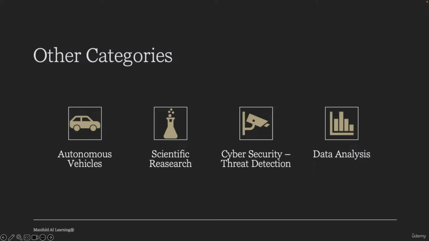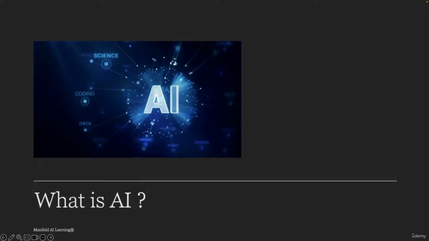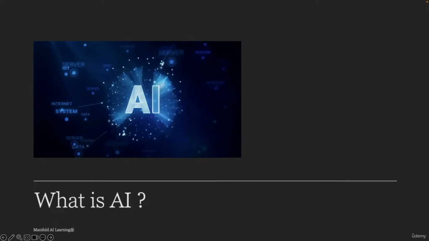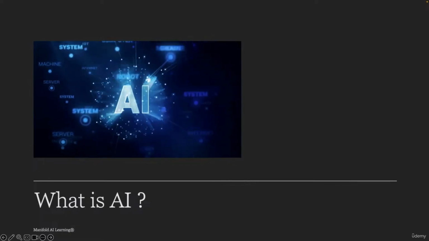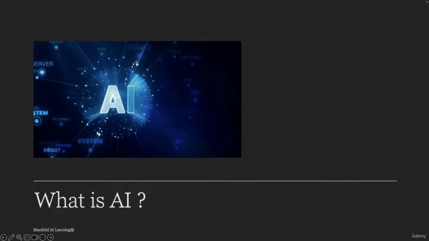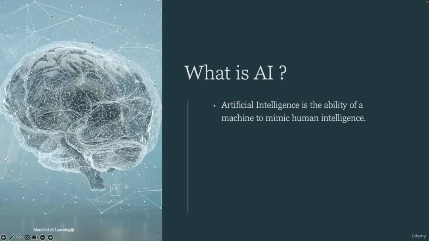Now, the question that comes to our mind is, what exactly is this generative AI? To describe it, it is important that we describe what the term AI means. AI is known as artificial intelligence. It's the ability of a machine to mimic human intelligence.